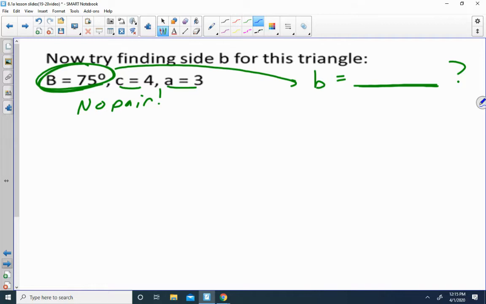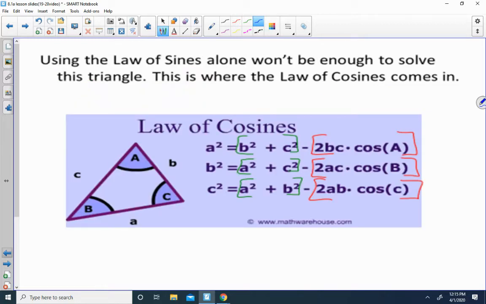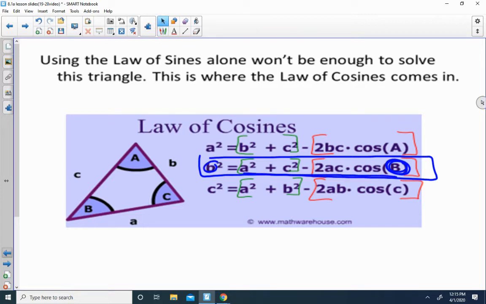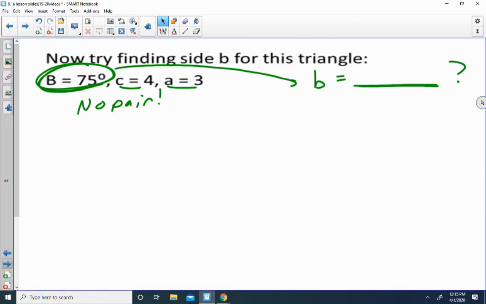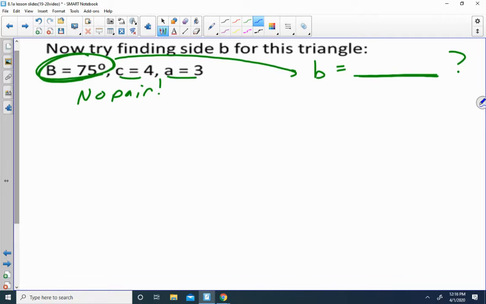Or in other words, look back to the formula. Since we're given big B, let's use this variant of the law of cosines. So in other words, we're going to have little b squared equal to all of this. So let's do it. Let's use that variant. Okay, just going to put a star next to that. That's the one we're going to use. I'm going to copy down the law of cosines just so you can see what I'm working with.